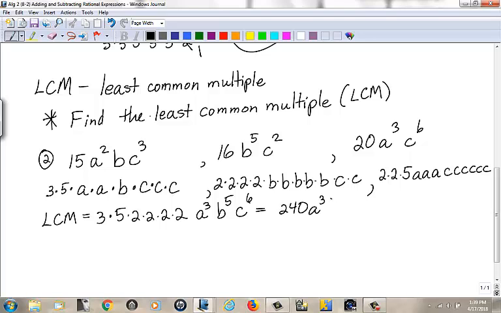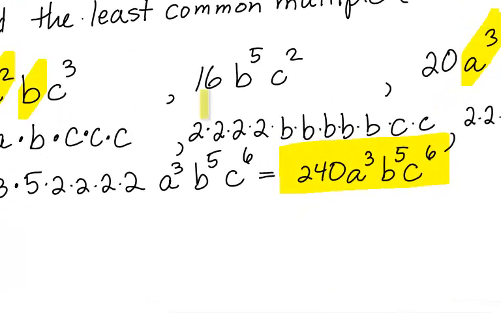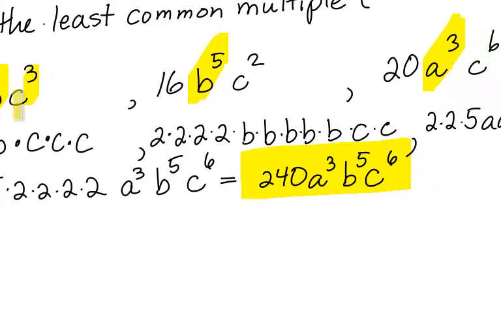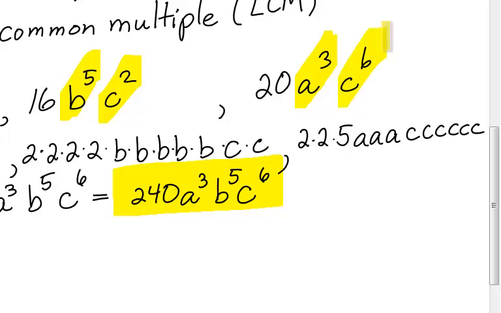A to the third, B to the fifth, C to the sixth. Least common multiple, 240. Now, instead of writing out, you can always write them out the long way. But if you just look at the exponents, if you look at the A's, which one was our answer? The highest exponent, right? B, which one was the answer?